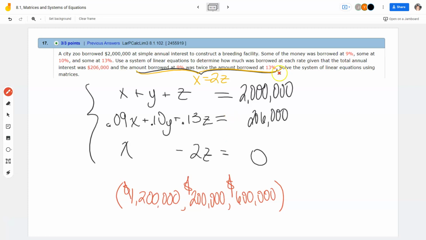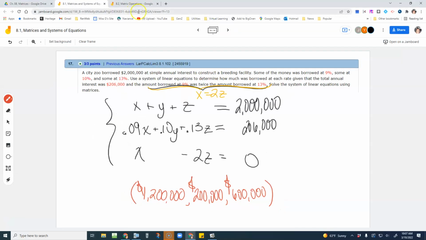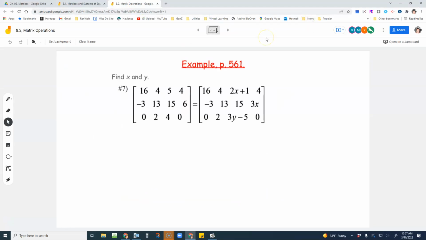I'm assuming they're getting lots of visitors and they're thinking it will, I don't even know. I mean, breeding facility, everybody loves babies, so go team. All right, 8.1 done. 8.2, start. Let's go.